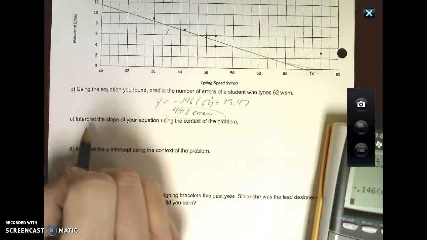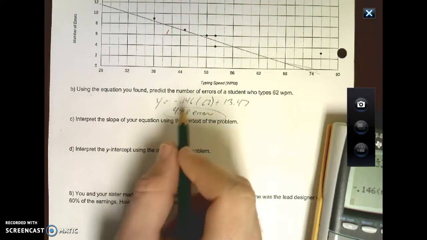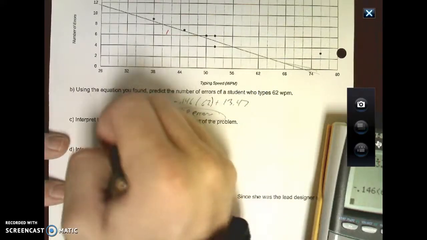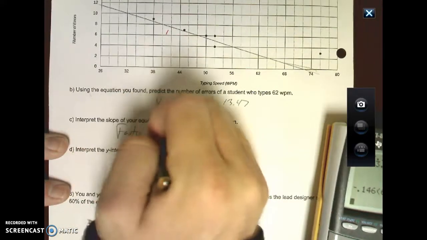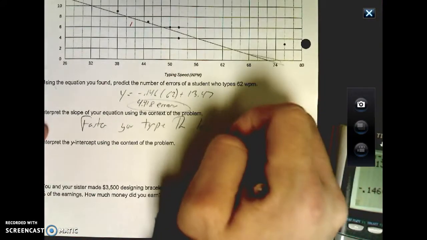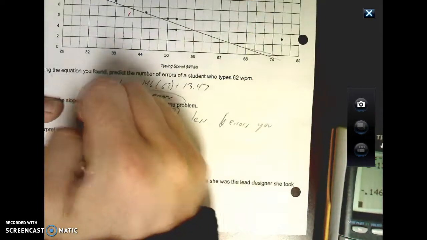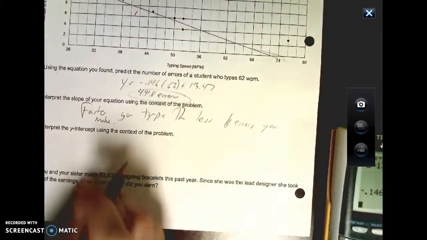Interpret the slope of your equation using the context of the problem. What this is saying is the faster you type, the fewer errors you make. Which, think about it, makes sense. If you're typing more words per minute, that means you're making fewer errors.